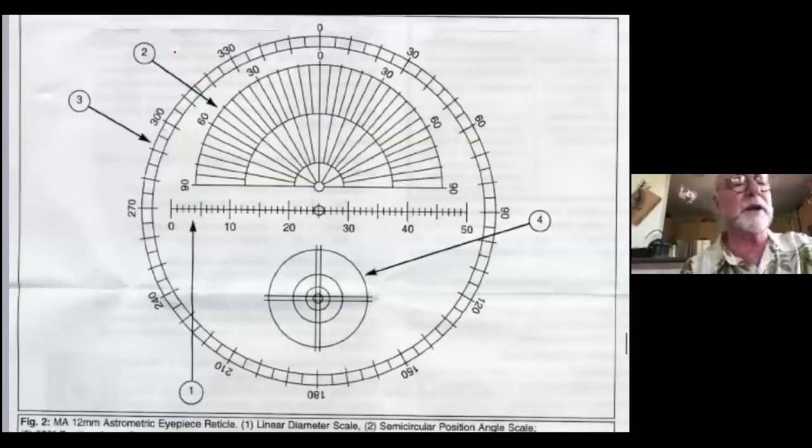And the reticle looks like this. And in double star work, you use the lineal diameter, which is here. That's the lineal diameter. And you use the 360 circle on the outside for the position angle. I'm not going to get into all the techniques and discussion of how to use this eyepiece, but if you can't find it on your own, email me and I can go through it step by step.